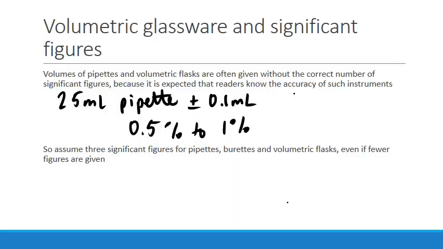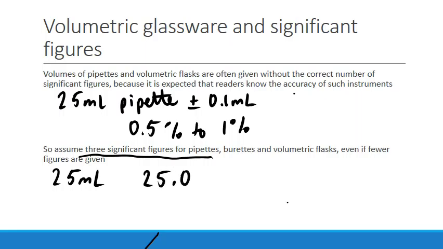So we need to assume 3 significant figures for pipettes, burettes, and volumetric flasks, even if fewer figures are given. So if I'm writing it as 25 milliliters, that's actually 25.0 milliliters, or 2.50 by 10 to the one.